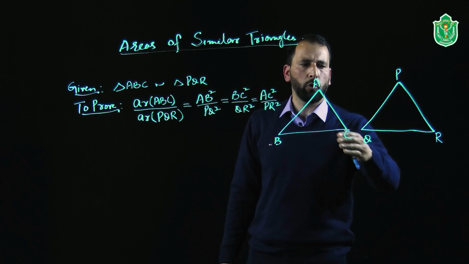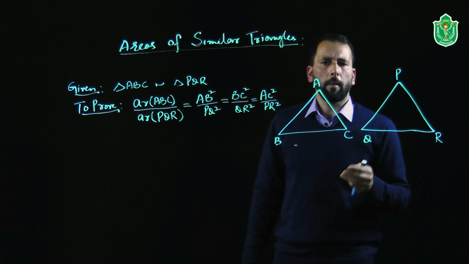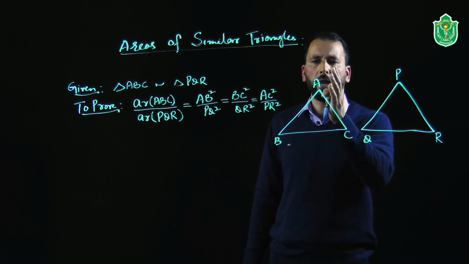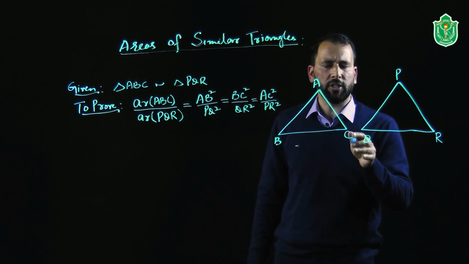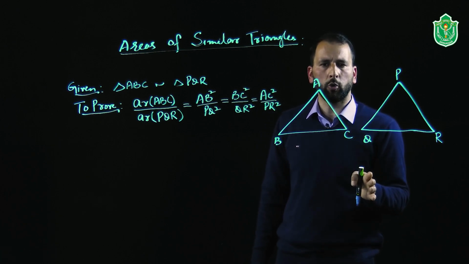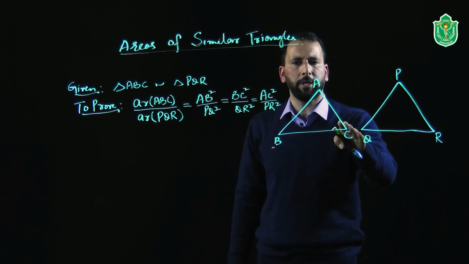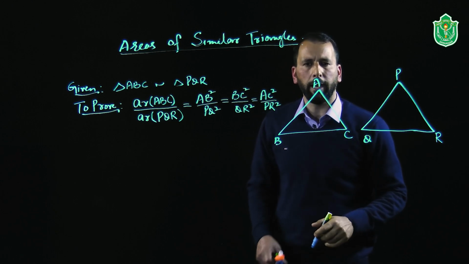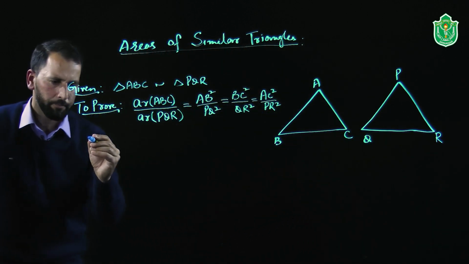We have to find out first of all the area of triangle ABC and triangle PQR. We know that area of a triangle is 1/2 of base into altitude, but altitude is not given in triangle ABC and in triangle PQR. Let us draw some construction here to draw this altitude from vertex A on side BC of triangle ABC and from vertex P on side QR of triangle PQR.